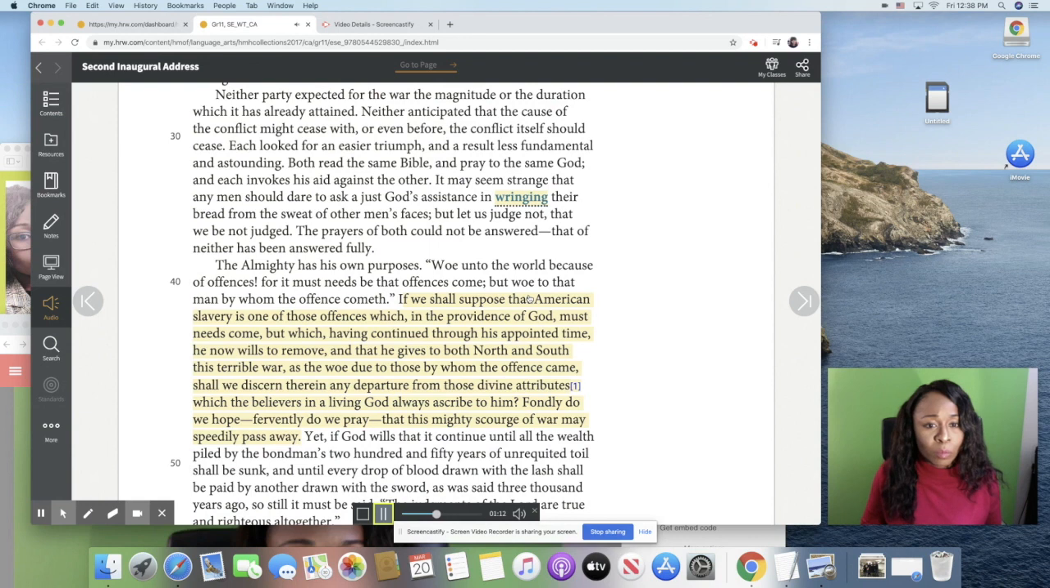That of neither has been answered fully. The Almighty has his own purposes. Woe unto the world because of offenses, for it must needs be that offenses come, but woe to that man by whom the offense cometh.